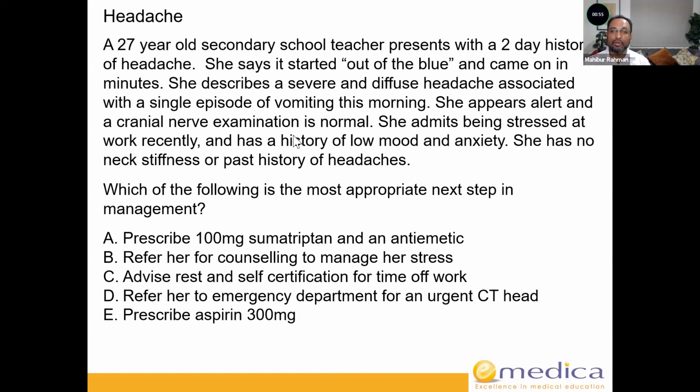She's alert, cranial nerves are normal. And then there has been some stress and so on, okay? No neck stiffness, no past history of headaches. This is also important. So what this patient might have, we're not saying they definitely got it, but we have to have it high on our radar and we have to rule it out, is a subarachnoid hemorrhage. And the clues to that are this, that a severe and diffuse headache, that it came on in minutes, comes on very suddenly, peaks within 5 minutes.